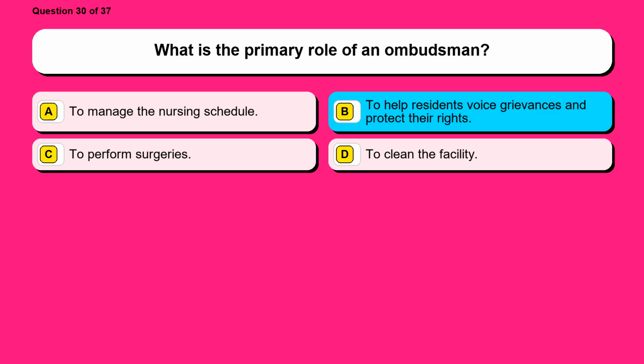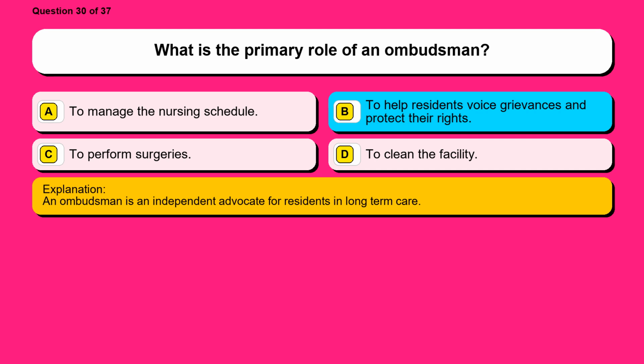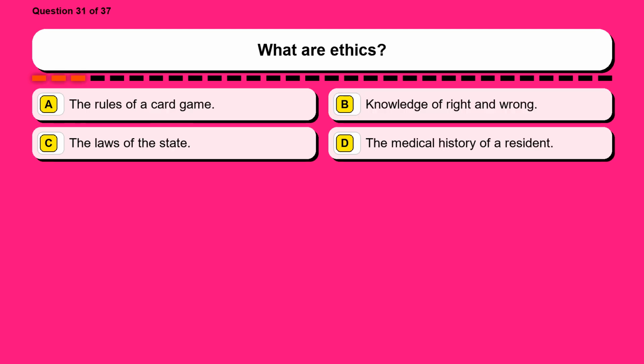The correct answer is option B, to help residents voice grievances and protect their rights. An ombudsman is an independent advocate for residents in long-term care. Question 31. What are ethics?